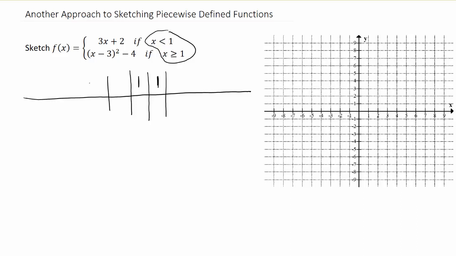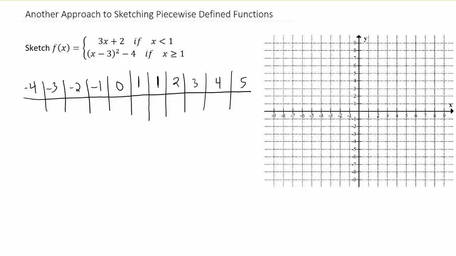So then I'm just going to put in some values here for x. So how about 0, -1, -2, -3, -4, and then how about 2, 3, 4, and 5. And now I'm going to say, if I'm on this side of the boundary, the function is defined by 3x plus 2, right? Because that's where x is less than 1. And if I'm on this side of the boundary, the function is defined by (x minus 3) squared minus 4.